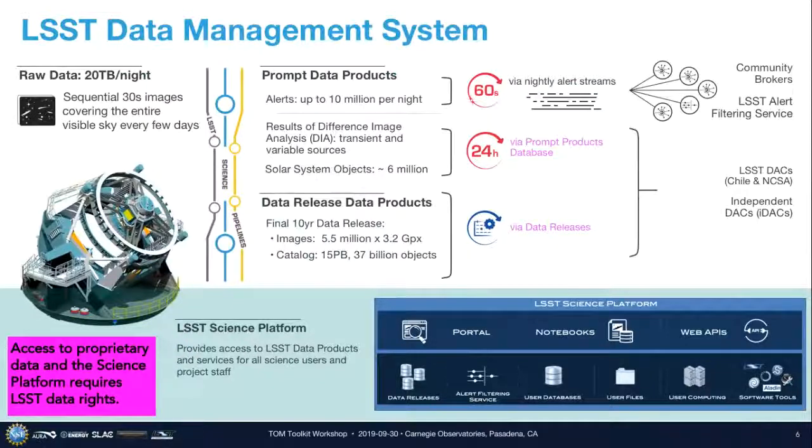Access to the LSST data, except for the alerts, is proprietary. The statement is that the US and Chilean astronomical communities have these data rights, and then data rights can be negotiated for in other countries through a process that's been established by the LSST project and the US funding agencies. So access to the data other than the alerts requires authentication to establish that the person doing so has these data rights.